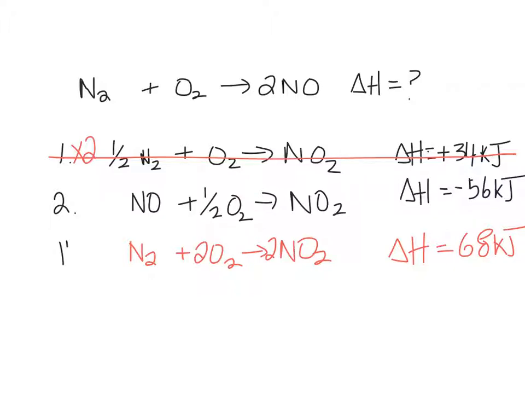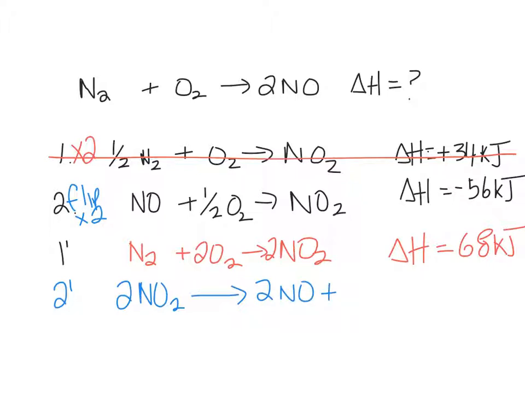Does it have the correct coefficient? What would we have to multiply it by? 2. And we have to flip the equation. So we have to flip it, and we have to times it by 2. So now we're going to have 2 prime. We're going to have now 2 NO2s going to 2 NOs and how many oxygens? 1 oxygen.